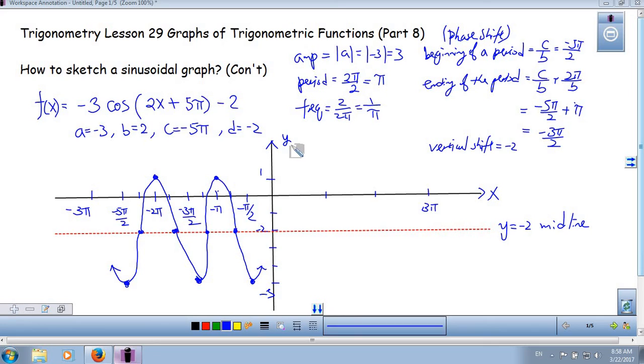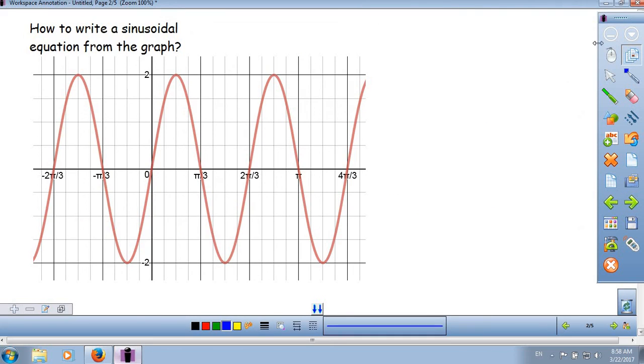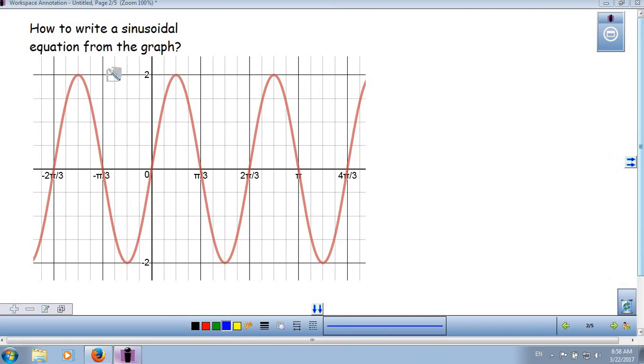But today, we're going to go on and do the other thing, which is looking at the graph of a sinusoidal function and coming up with the equation. All right, so let's go ahead and turn the page. So how do we write the sinusoidal equation from the graph?